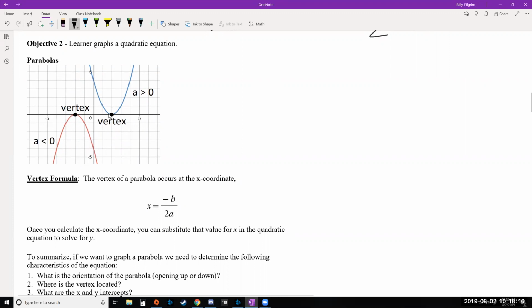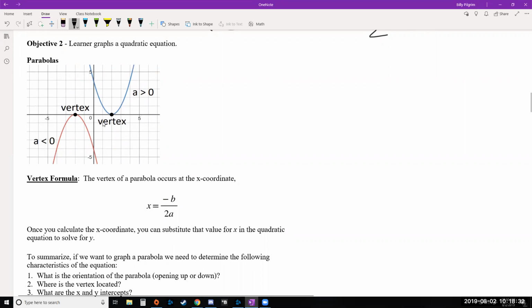You know if it's opening up or down from the equation by identifying your a term and seeing if it's positive or negative. So if a is positive, it opens up. If a is negative, it opens down. Our last example, a was 6, remember? So we know if we look at the graph, it should be an example of opening up.